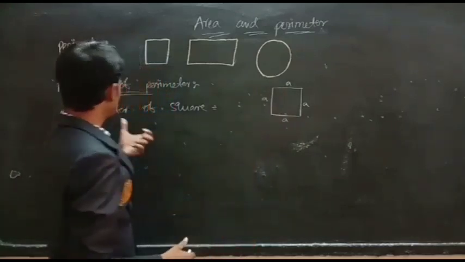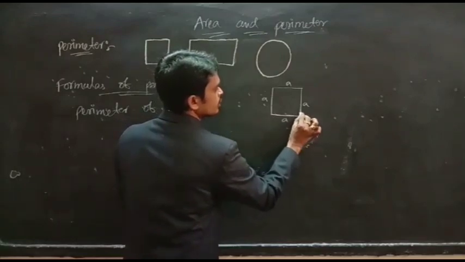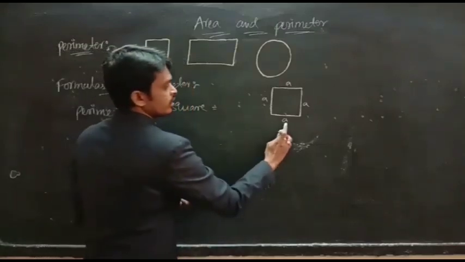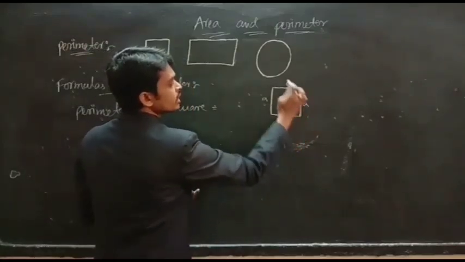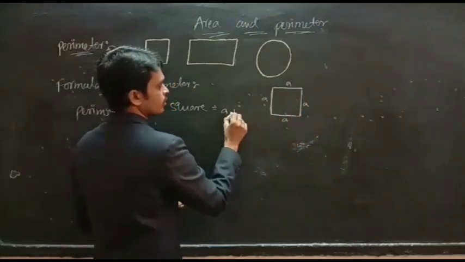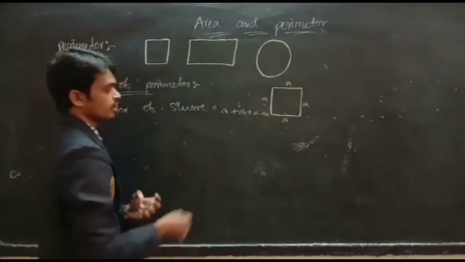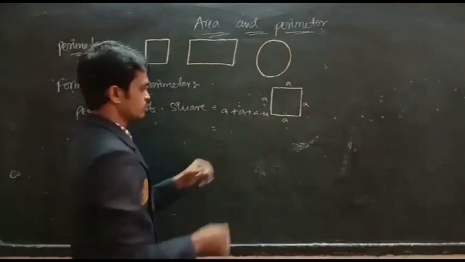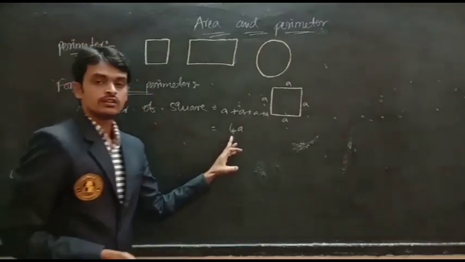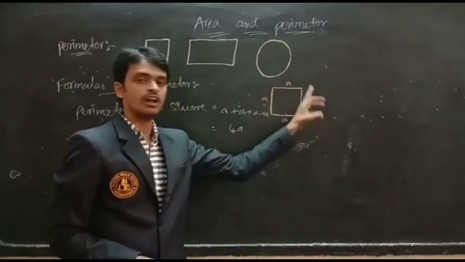Now perimeter is nothing but the total length of the boundary. How many sides? 4 sides. Then add the 4 sides: a plus a plus a plus a. How many times is it written? 4 times, nothing but 4a. So what is the perimeter of square? 4a, nothing but the sum of all sides.